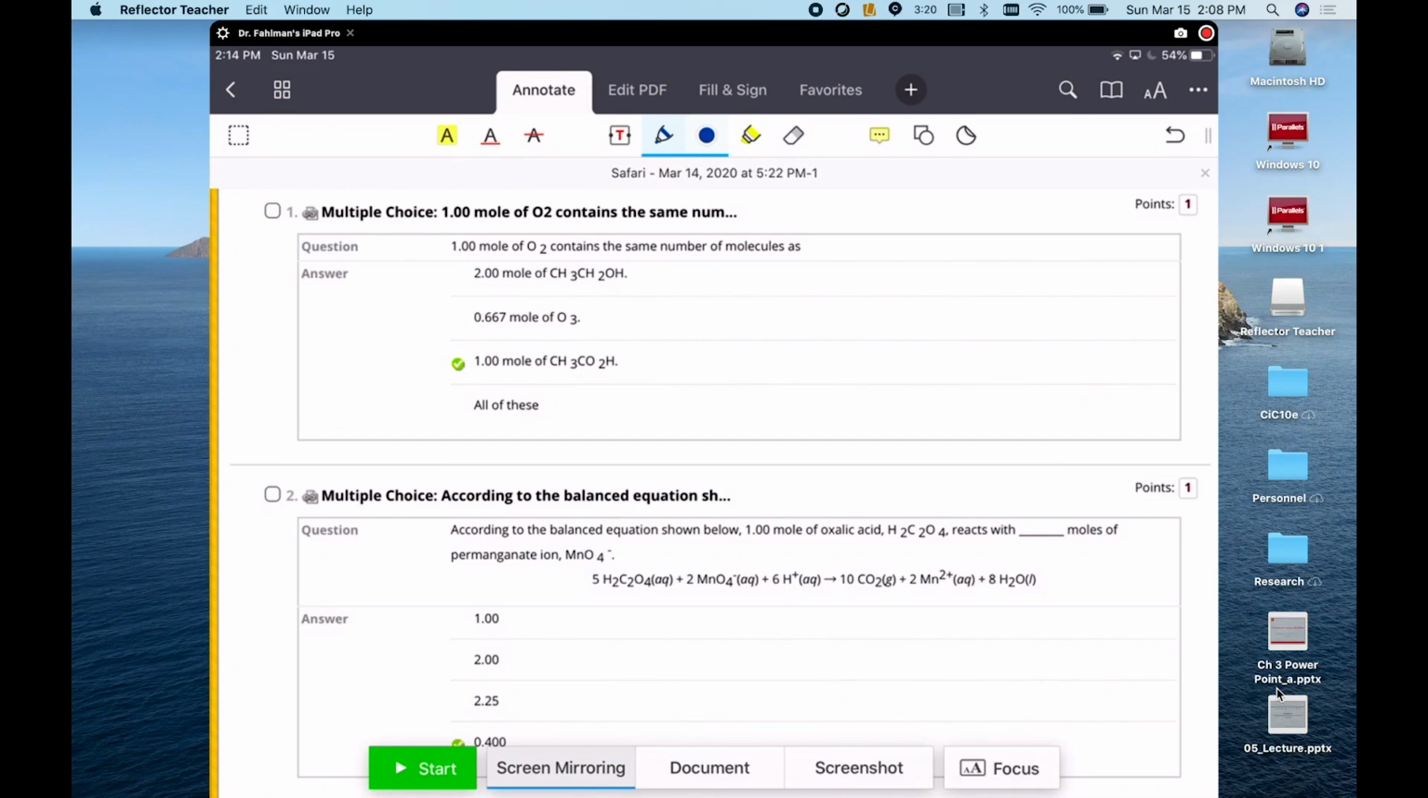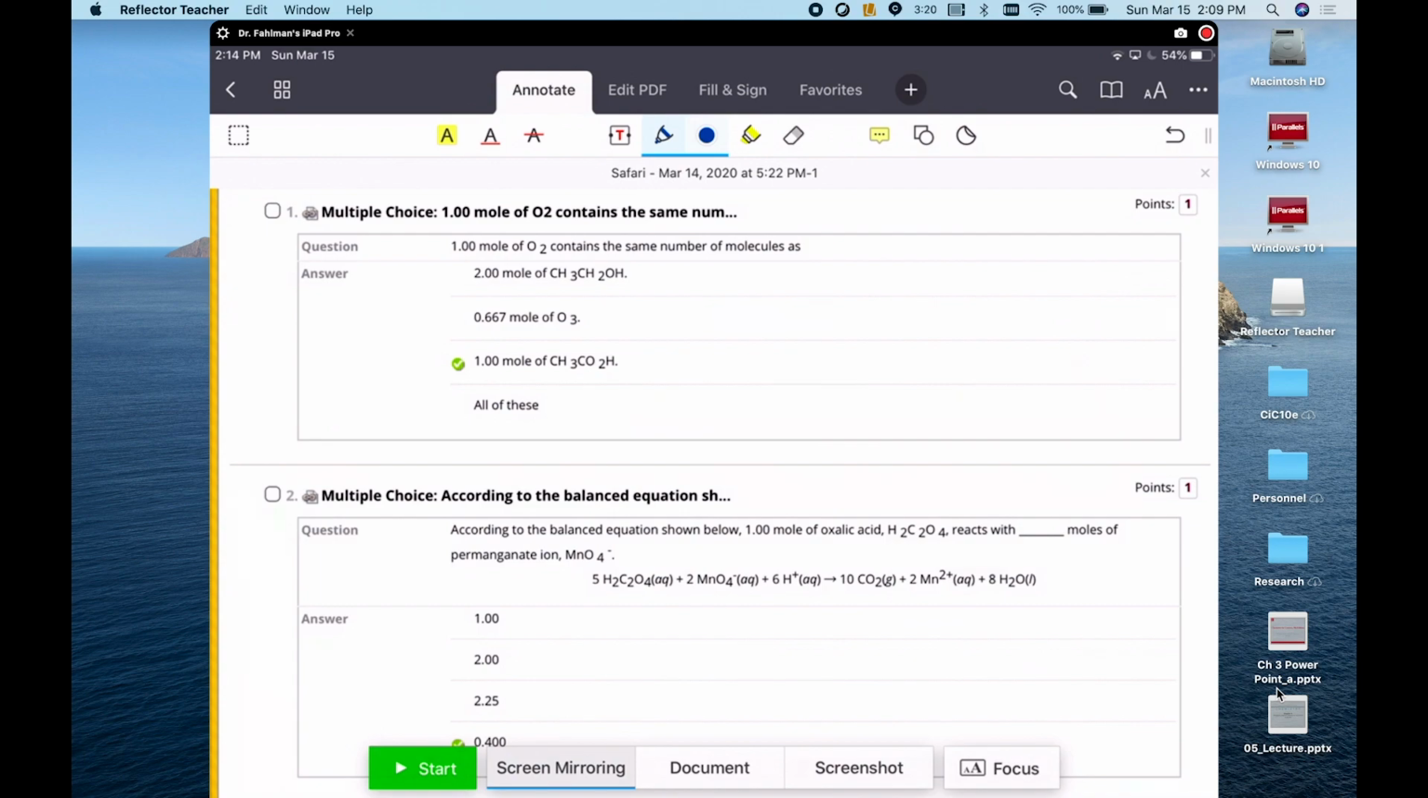Well, hello everyone. So in order for you to prepare for next week's exam, I thought I would work out all of the questions from the practice midterm homework assignment. So here we go. I pulled it up on my laptop and on my iPad. And so the first question relates to converting moles of something into moles of something else.